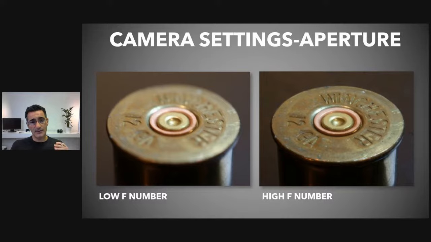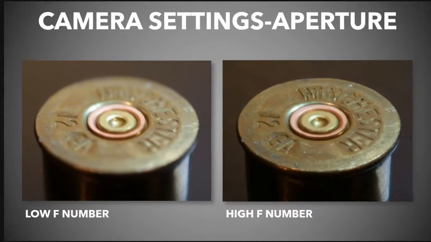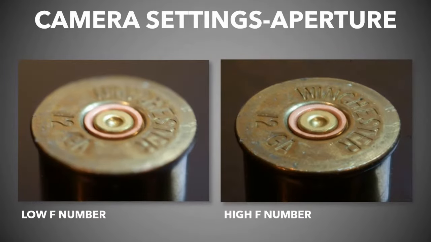If you're photographing something very small, like this shotgun shell that I'm showing here, look closely on the left. I'm using a low f number, so I have a very wide opening and I'm letting a lot of light in. It's great because I get more light, but the problem is I reduce my depth of field. The foreground and the background of this image appear blurred. They're just out of focus. It's not because of movement, it has to do with the depth of field.